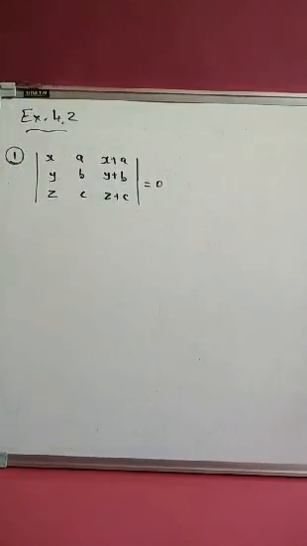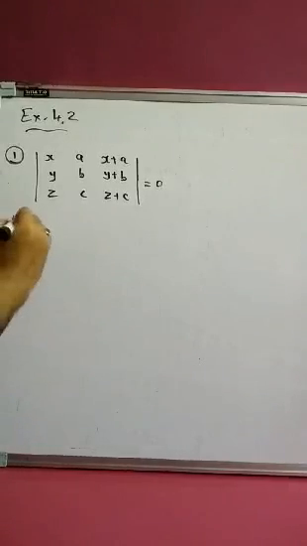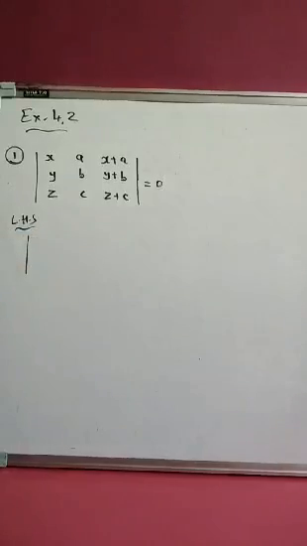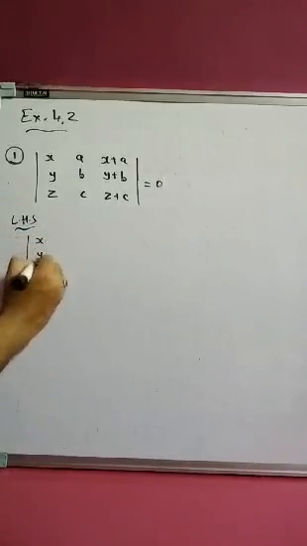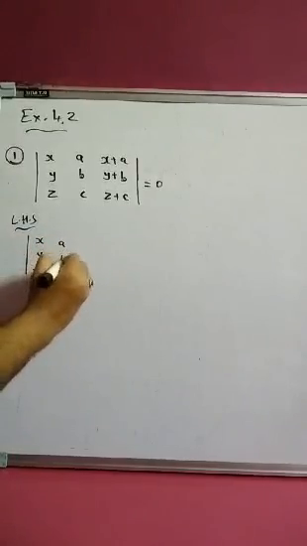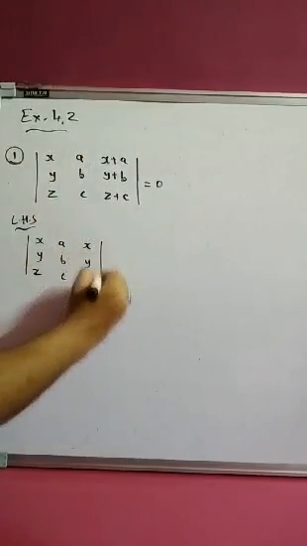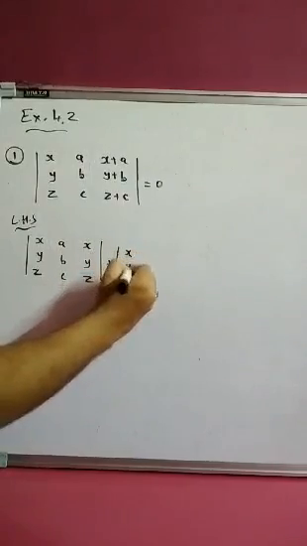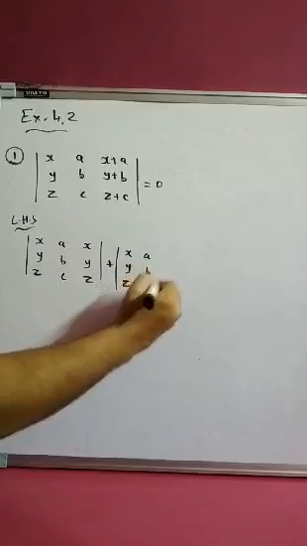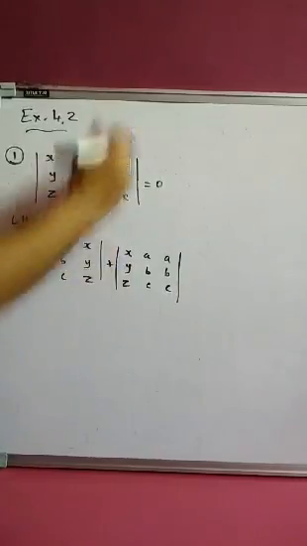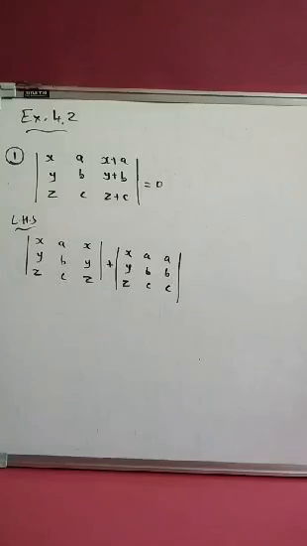Now listen, we have to prove this. So let us consider the LHS first. On the RHS we have to prove 0. So in the LHS what we can do is separate the last row: X, Y, Z; A, B, C, and then X, Y, Z plus A, B, C. This we have seen in my previous video; all of you know this.